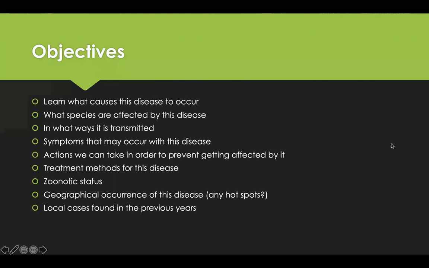So, the objectives that we are going to be covering is learn what causes this disease to occur, what species are affected by this disease, and what ways it is transmitted, symptoms, actions that we can take to prevent it, treatment methods for this disease, the zoonotic status, the geographical occurrence, and any local cases found in the previous years.